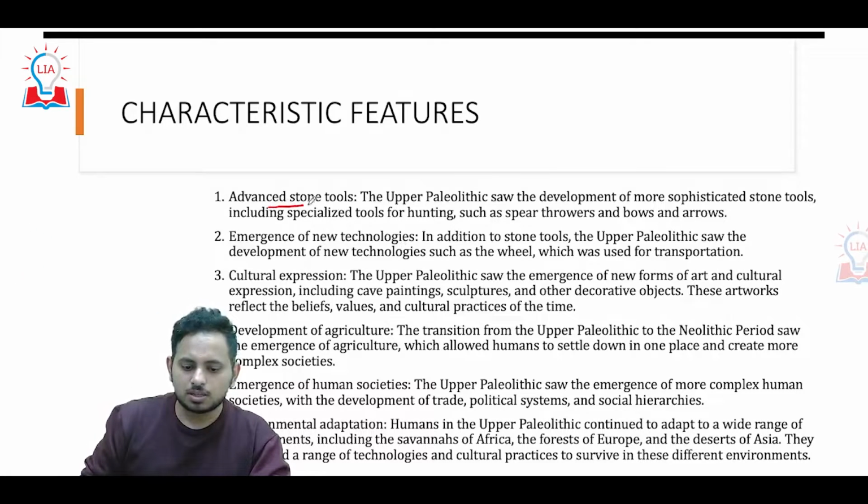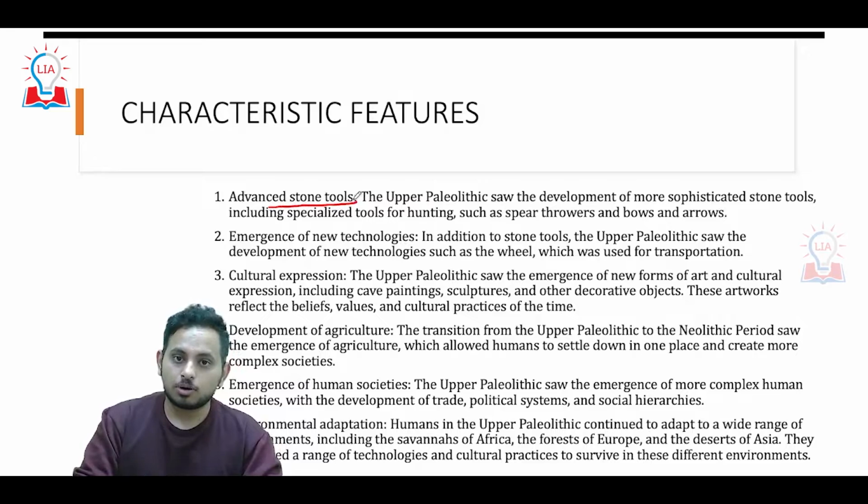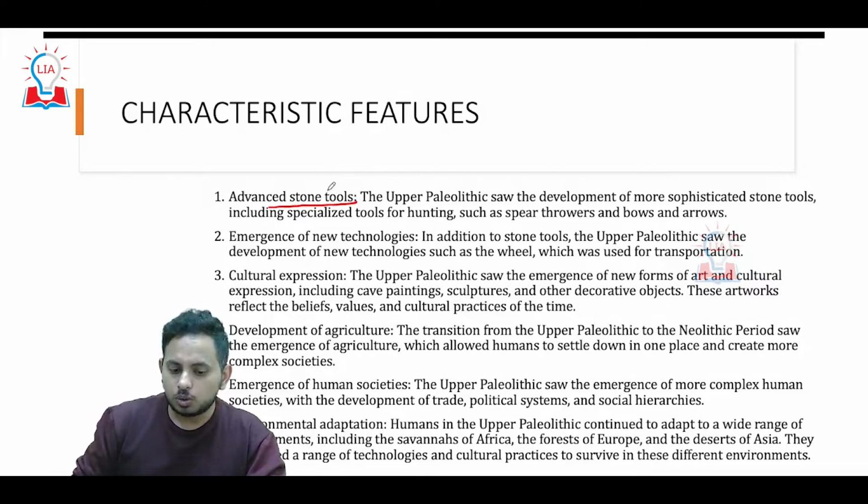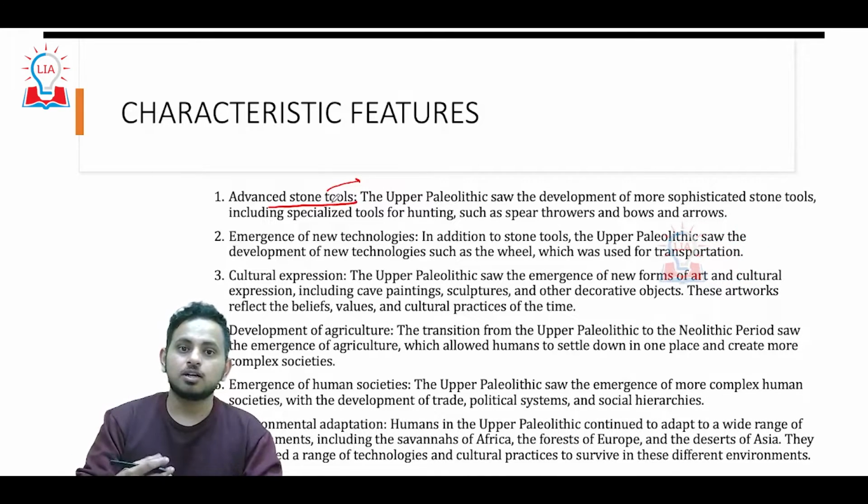First one, advanced tools. There we talked about quartzite and also about chopping tools. But here, as the human evolved, even the tool technology evolved, and he started using cleavers and hand axes. Okay, the hand axe was used along with the cleavers.